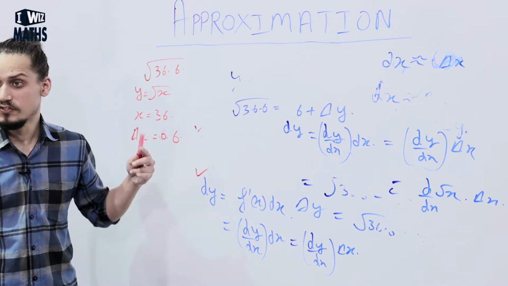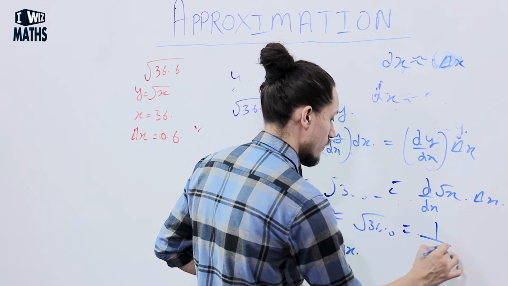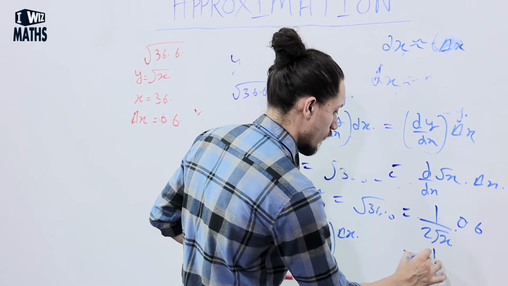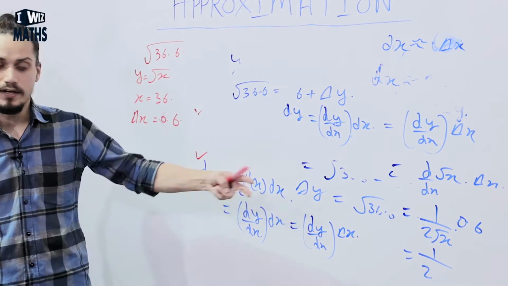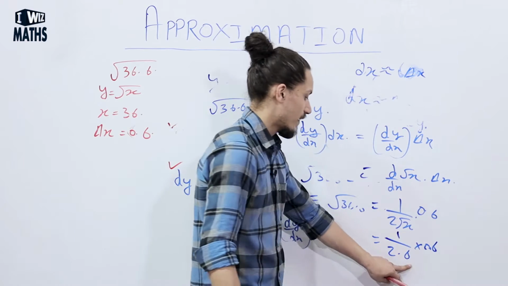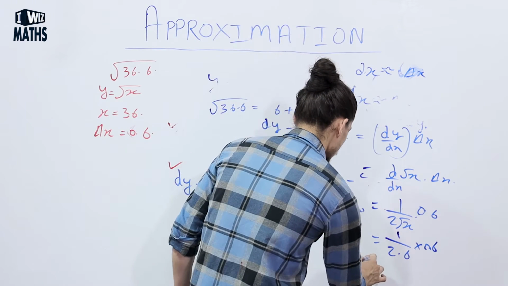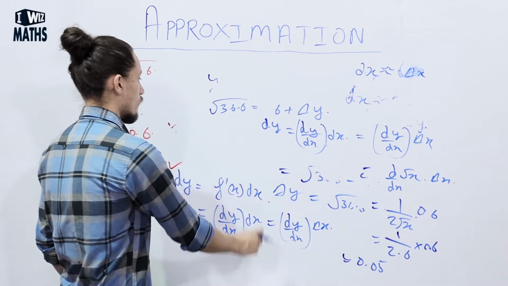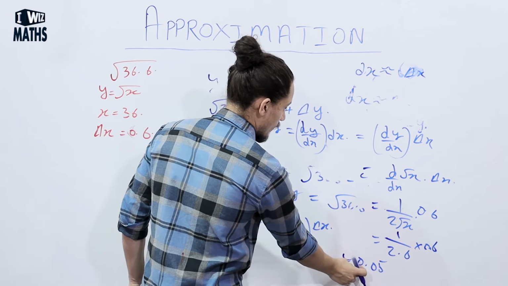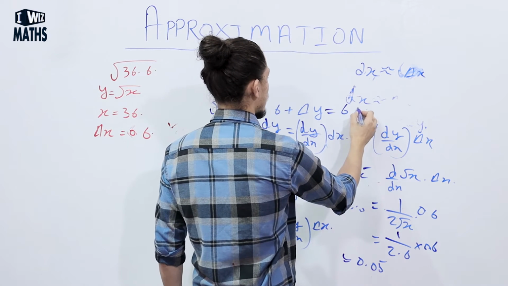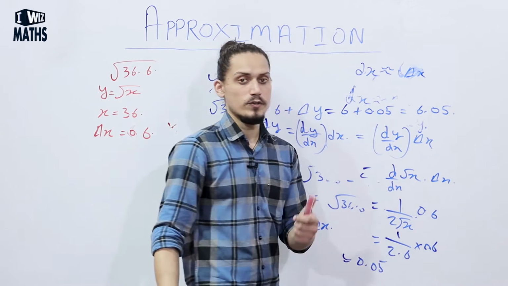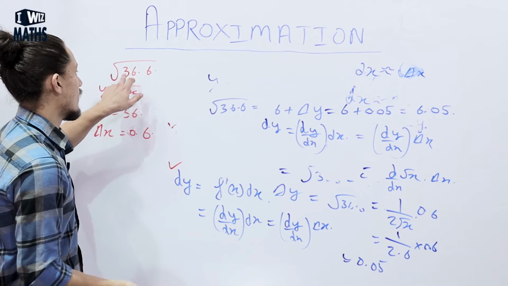Delta x value we have is 0.6, so it becomes equal to 1 upon 2 under the root x into 0.6, which is equal to 1 upon 2. x value we have is 36, so under the root 36 becomes 6 into 0.6. Now 0.6 divided by 6 into 2, that is 12, is equal to 0.05. So we can find out the approximate value of 36.6 is equal to 6 plus delta y. Delta y is equal to 0.05, so it is equal to 6 plus 0.05, which is equal to 6.05. This is how we use the method of approximation to find the values of such functions.